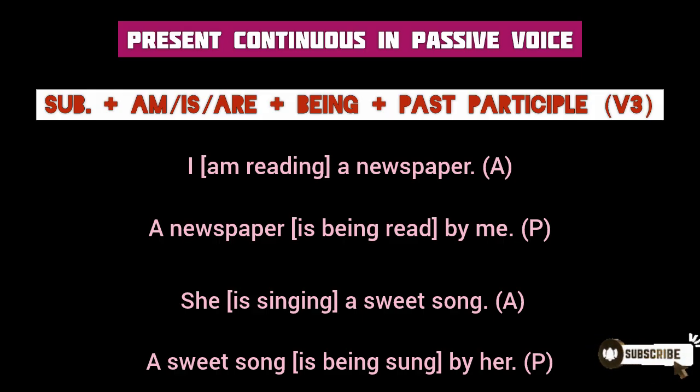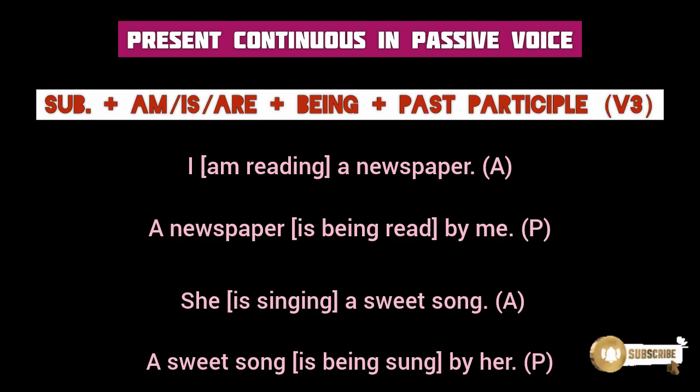For example, I am reading a newspaper. Here the verb am reading is in the active voice. The subject I is performing an action of reading. But in the sentence, a newspaper is being read by me, the verb is being read is in the present continuous passive voice. We see here that the subject, a newspaper, is not the doer of an action in this sentence, but the receiver of the action reading.